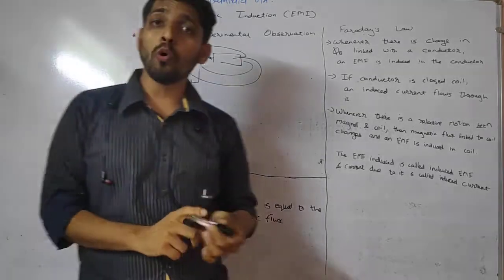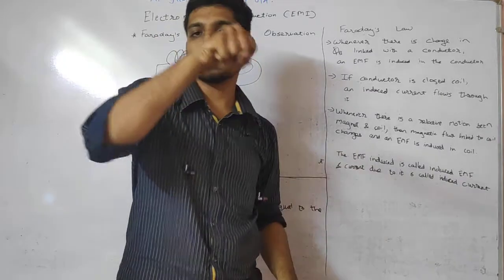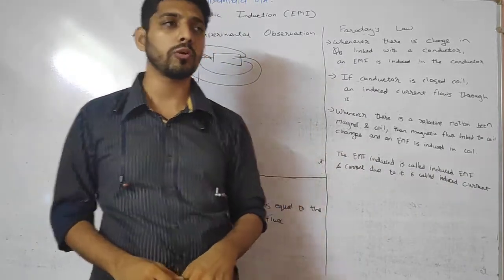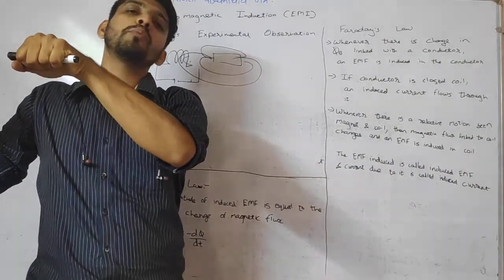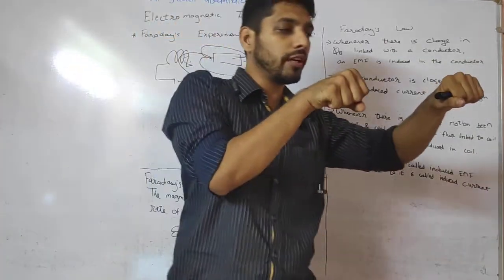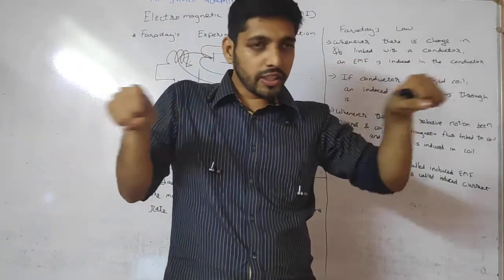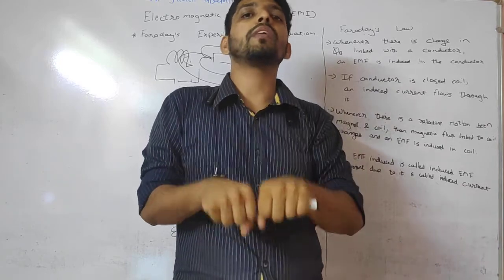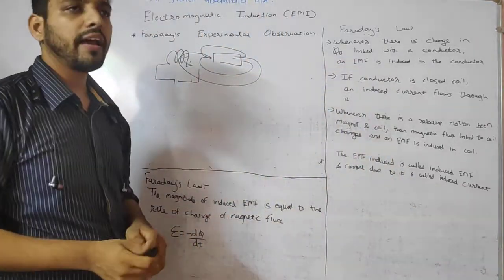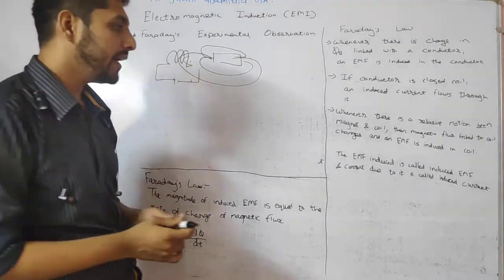But yes, if both the motions are the same, suppose this magnet is moving at a velocity of 4 kilometers and this coil is also moving at a velocity of 4 kilometers, then both will go at the velocity of 4 kilometers. There will be no change in flux because the velocity of both is constant. There should be a relative velocity. One should come closer and the other should move away. At that time only there will be a change in flux. And if there is a change in flux, it will induce the EMF.